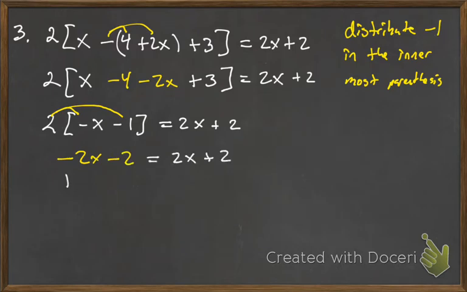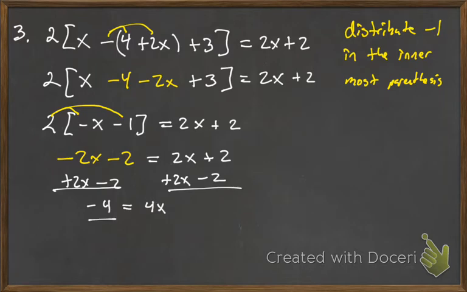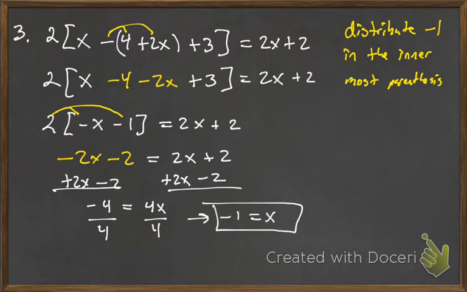And then this is a linear equation, so we want to get all the variables on one side. So we can add 2x to both sides, and we can also subtract 2 from both sides, and that'll get the x terms on the right hand side and the constants on the left hand side. So we have minus 4 is equal to 4x, and then divide both sides by 4, and we get x equals negative 1. So it seems like a lot of our problems have an answer of negative 1. I guess it's a nice number to come up with.